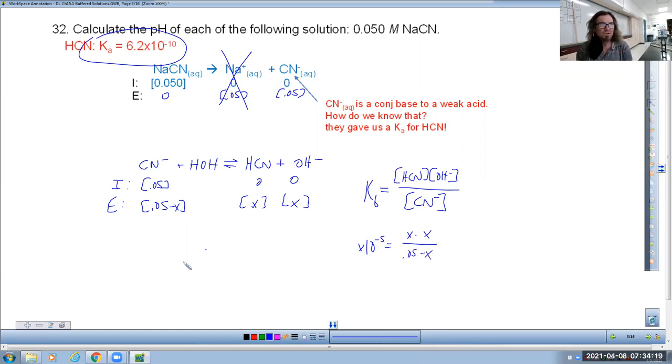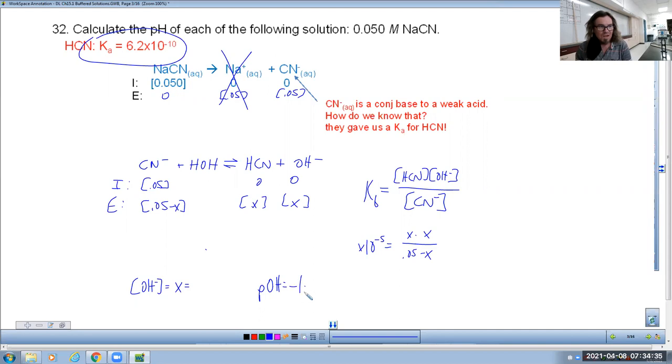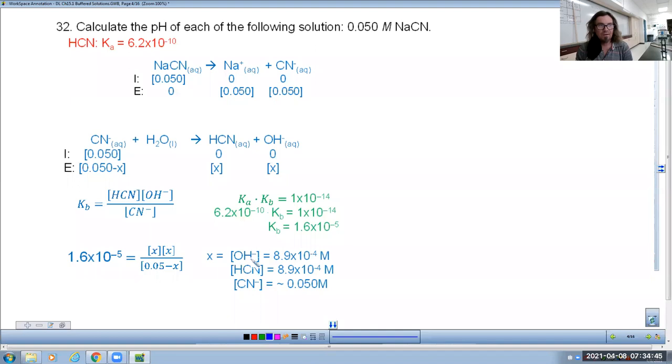Solve for x. Once you get your x, the x is actually the hydroxide concentration. So therefore, when you go to do the P stuff, I wrote down pH, but you're actually finding the pOH equals negative log of whatever x is. And then you have to subtract that number from 14. I didn't solve it out though. All I did was just the concentration. So I didn't finish this problem.